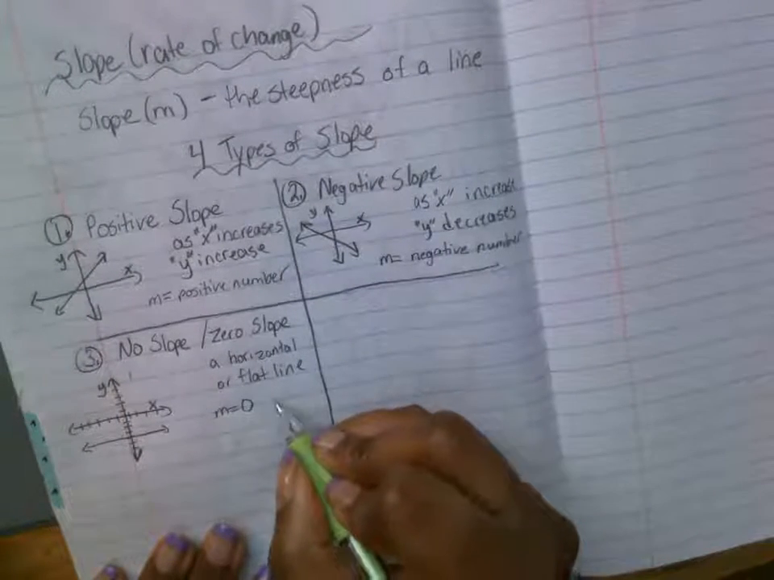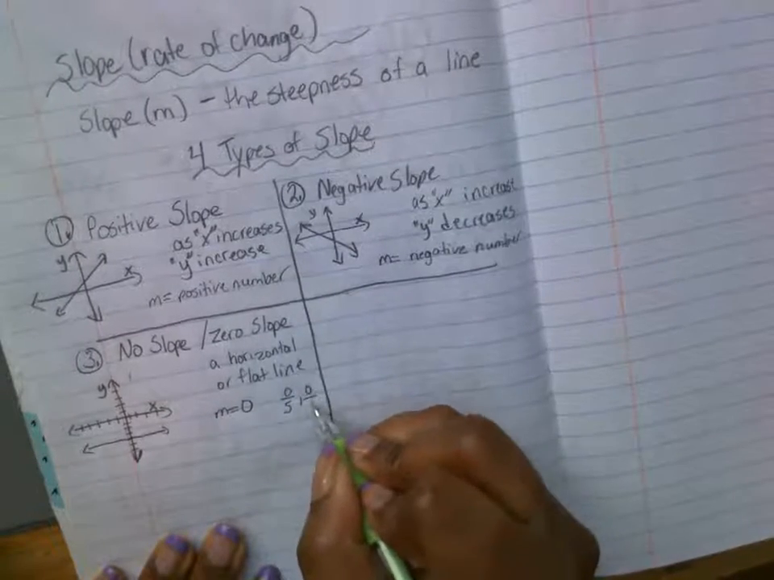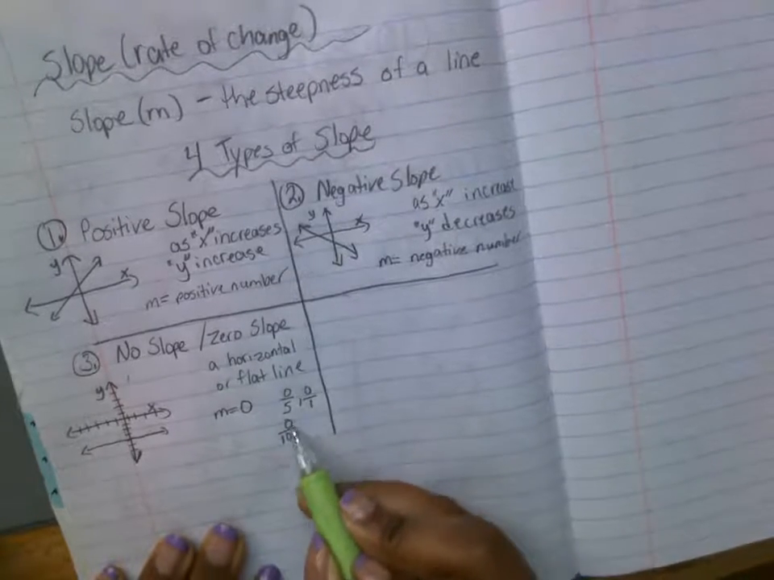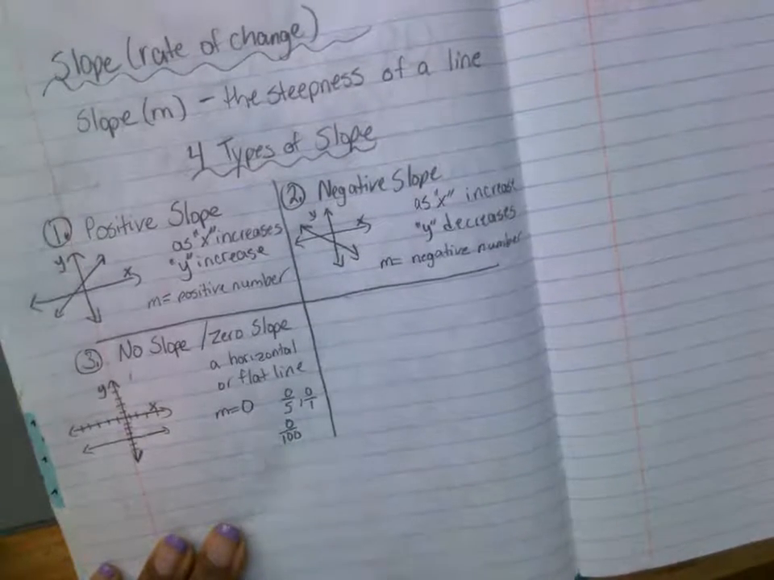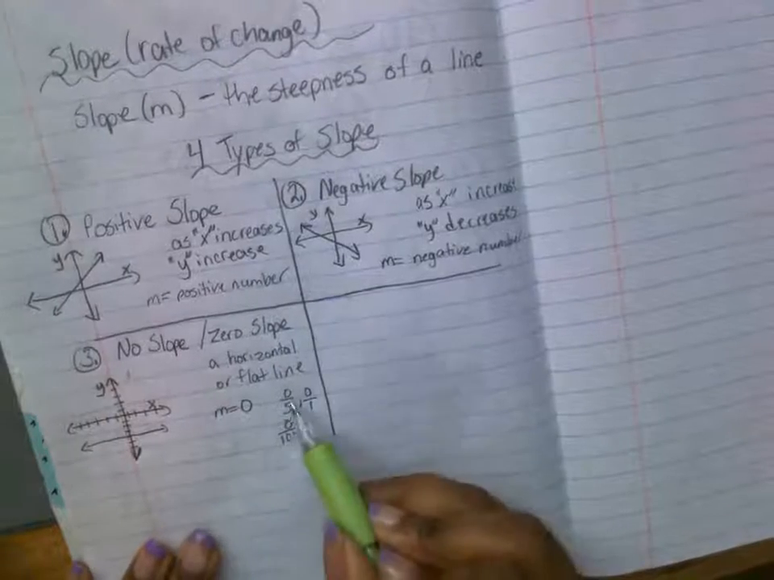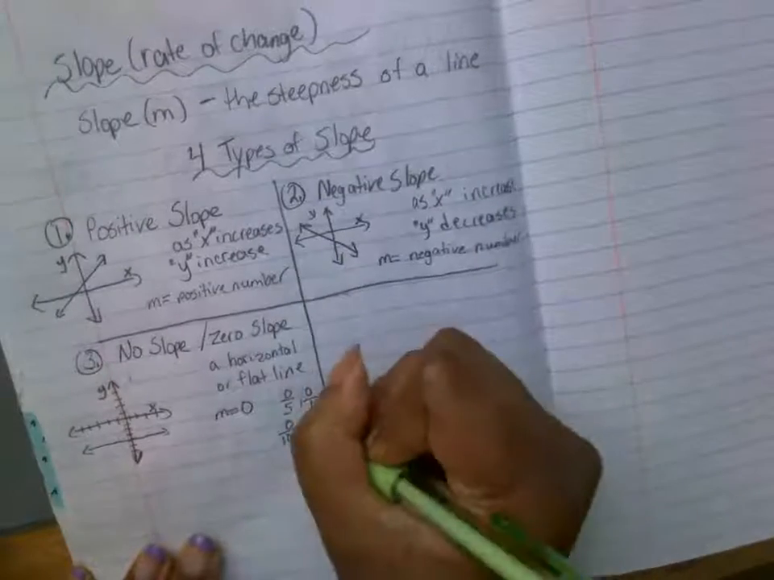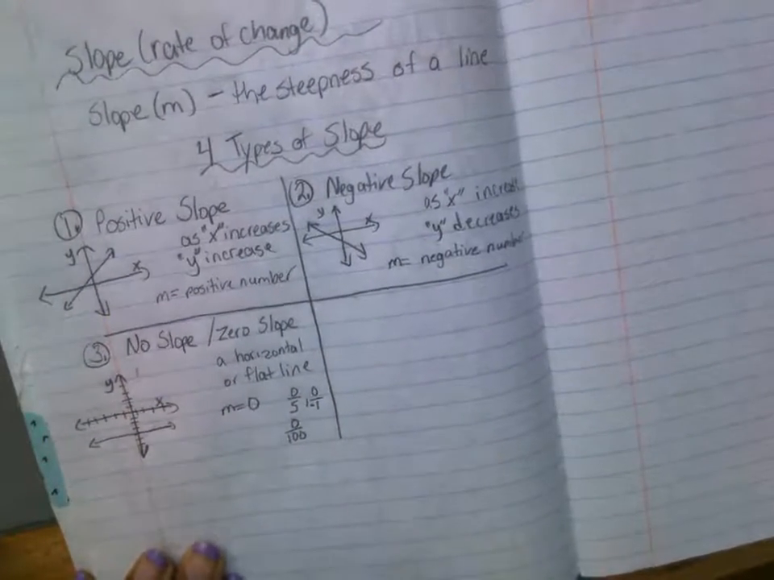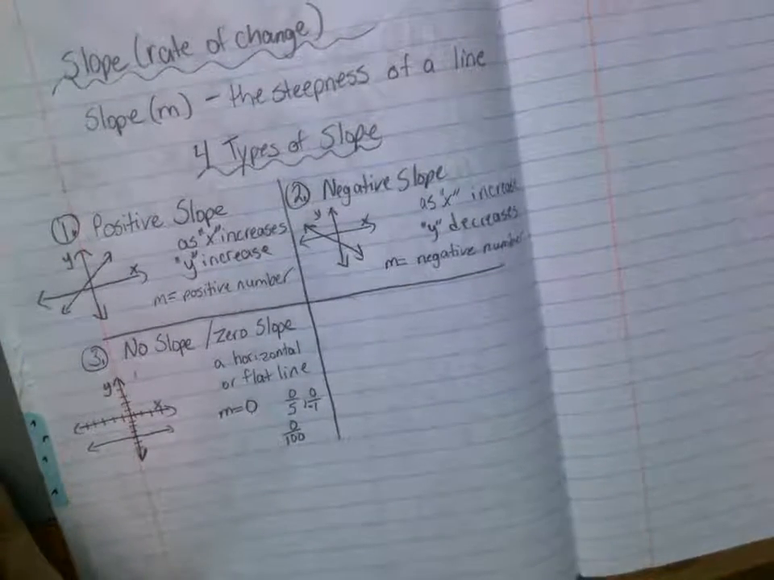That looks like 0 over 5 or 0 over 1 or 0 over 100, all of which is equal to 0. 0 over any number, whether it's positive or negative, is equal to 0. And I'll put a negative here if you want me to. 0 over any number is equal to 0. And pause for the cause.